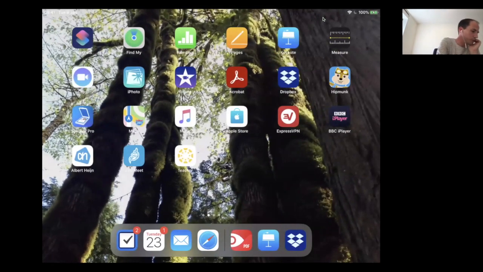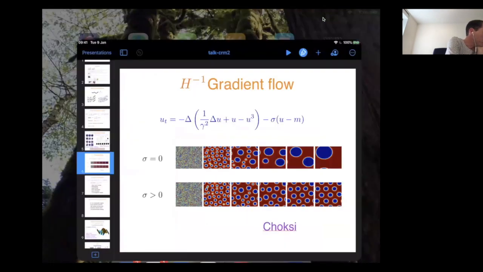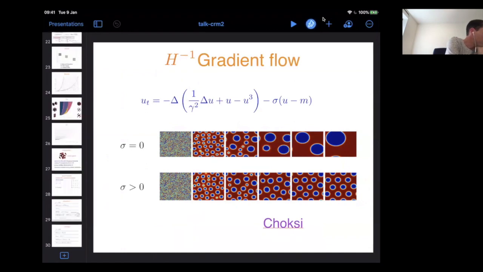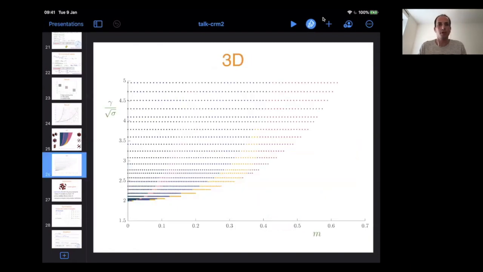Maybe this picture is the right one. So we stop here at gamma over root sigma more or less 5, right? But when you go up with gamma, you already know the transitions will become sharper and sharper, so you will need more and more modes. Of course, you're trying to use as few modes as possible, that is the whole point of this, but now you need more and more modes.